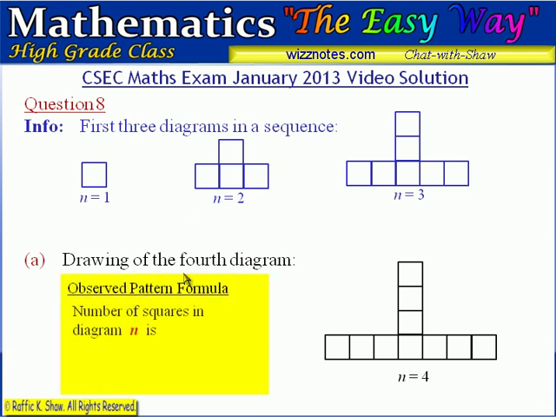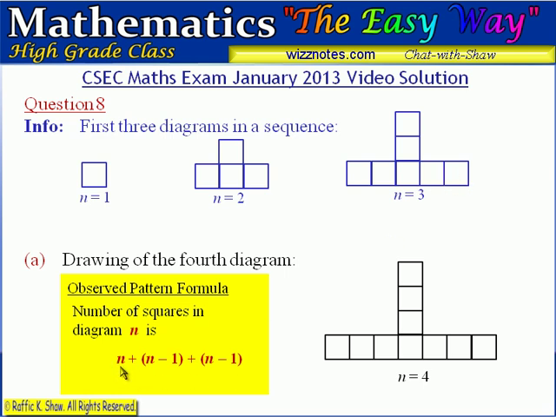Based on the observation, we want to calculate the number of squares in each diagram. If the diagram number is n, there will be n squares up the middle and n minus 1 squares on each side. So the total number of squares would be n up the middle plus n minus 1 on the left and n minus 1 on the right. That is the case with all the patterns. When there are 3 up the middle, there is 3 minus 1, which is 2 on the left, and 3 minus 1, which is 2 on the right.